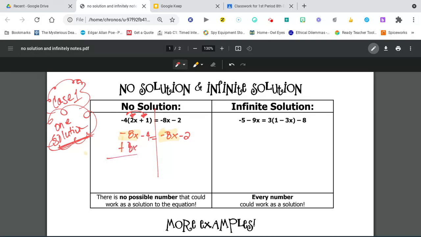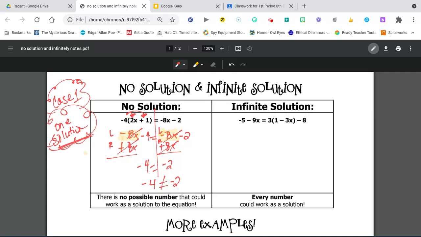Negative 8x changes to positive 8x if you want to get rid of a variable term. But this goes left, that goes right. We end up with 0x. We don't put 0x minus 4. We just say these cancel and bring down negative 4. This goes left, this goes right. You end up with 0x, but we don't put 0x minus 2. We just bring down negative 2 and say those cancel. But negative 4 does not equal negative 2. Okay? So there is no answer.